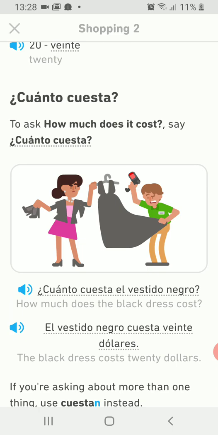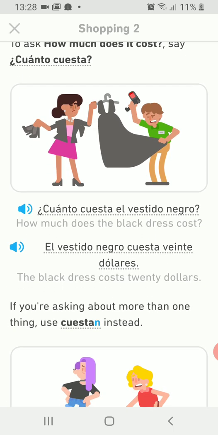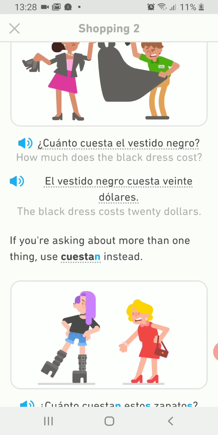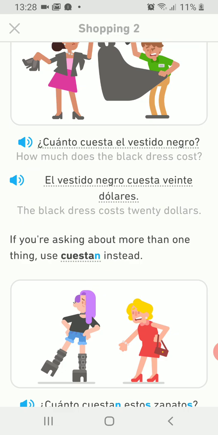¿Cuánto cuesta el vestido negro? How much does a black dress cost? El vestido negro cuesta $20. The black dress costs $20. And if you're asking about more than one thing, use cuestan instead of cuesta.